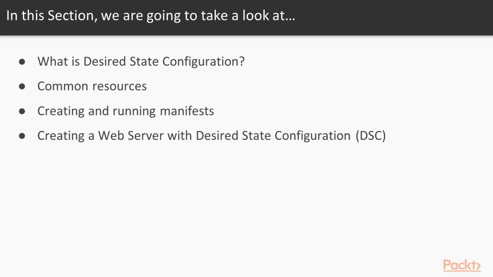And then after that, we'll essentially go back to what we did at the beginning of the course when we created a web server, except instead of the manual process, we're going to take that, translate it into a desired state configuration document, and then we'll go ahead and run that and have a functioning web server when we're done.